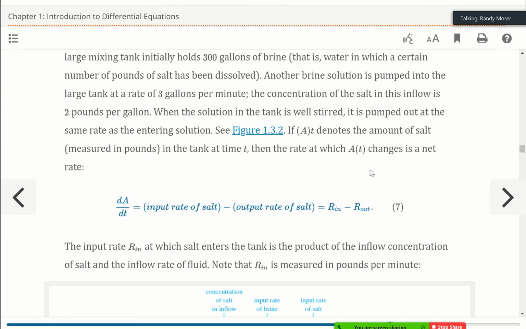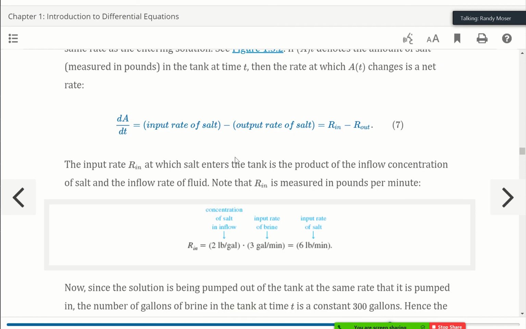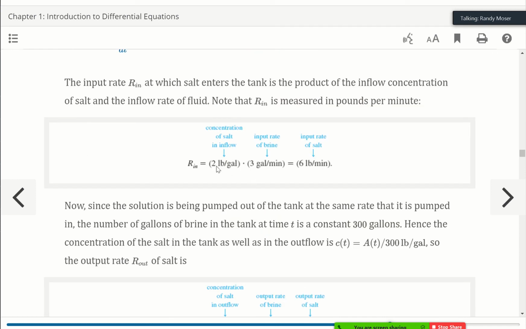Let's talk about the rate in for a moment. So one of the things that we know is that the solution itself is being pumped in at 3 gallons per minute. And this inflow has 2 pounds per gallon. So we can convert this rate to figure out how many pounds per minute we're actually going to get. It's 2 pounds per gallon coming in, and it's coming in at the rate of 3 gallons per minute. So if we multiply that, we see that the amount of salt entering the tank is going to be 6 pounds per minute.